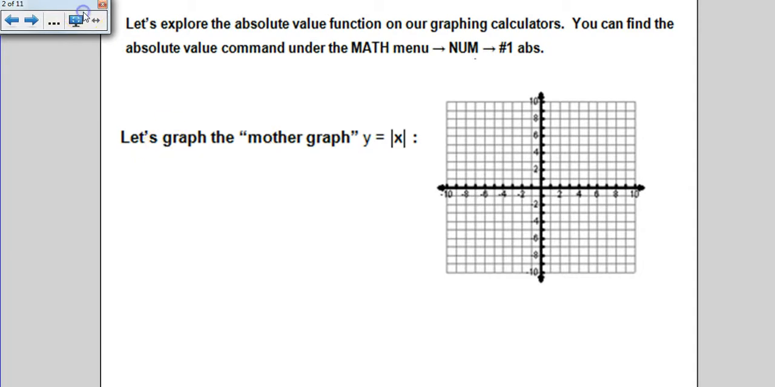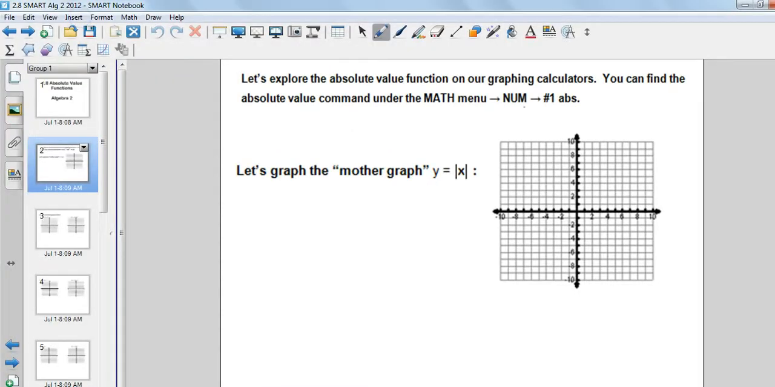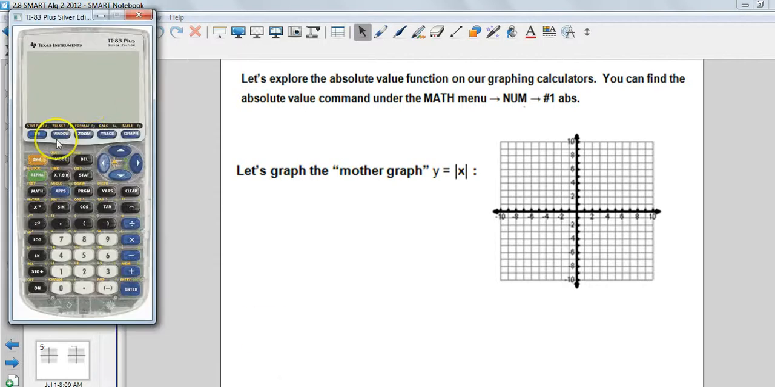So let me minimize this, and everybody go to y equals. Clear out whatever was in the last problem, and we're going to find the absolute value bars in a strange place, but the same place we found the integer function. Go to math, and then you go over to number, and the very first one is called ABS. That is the absolute value function. So if I wanted to graph the absolute value of x, that's exactly how I would do it.